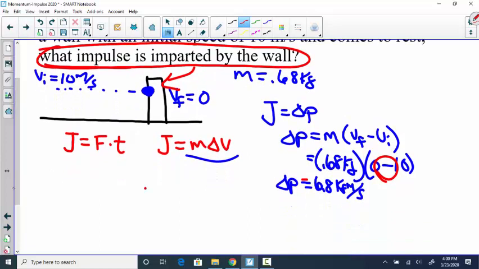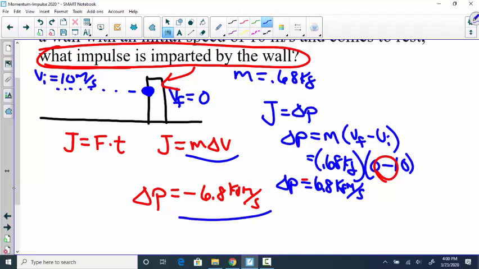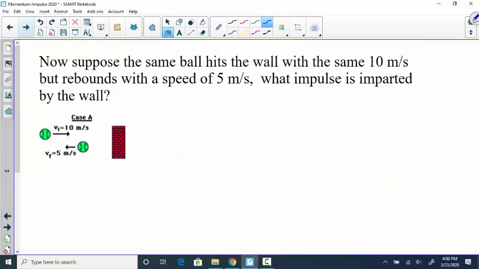Okay? So the change in momentum is minus 6.8 kilogram meters per second. And again, those are numbers we're going to have to get used to, but we will, because, you know, what does this really mean? We'll learn as we go.